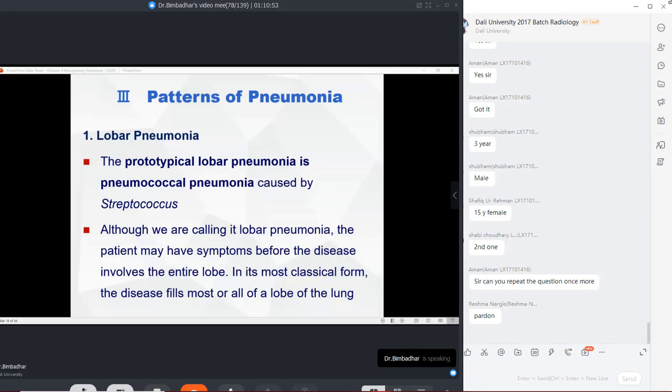See, the slide here says that even if it is called a lobar pneumonia, the patients may not show the radiographic pattern, or may not develop the symptoms even before the disease involves the entire lobe. Before the disease pattern goes down and affects the entire lobe, the patient should have already developed symptoms. So of the two case scenarios, the 3-year-old male and the 15-year-old female, which one is more likely to develop a lobar pneumonic pattern if the X-ray is taken after a few days? Did you understand my question now? Yes or no?